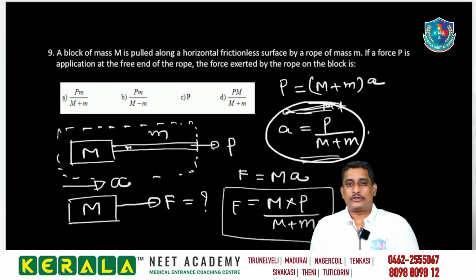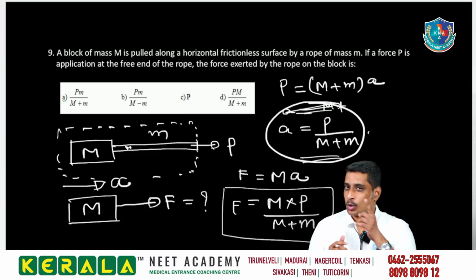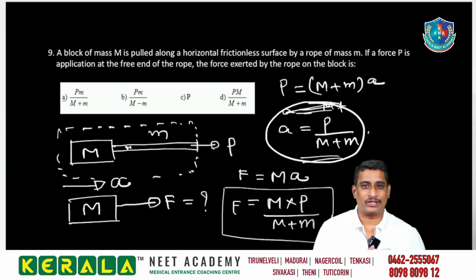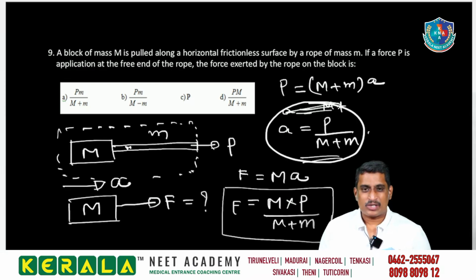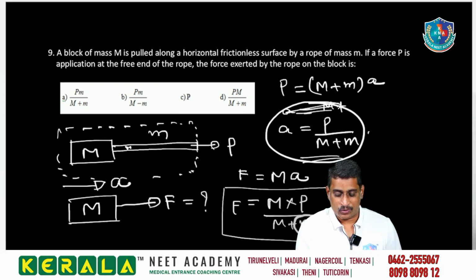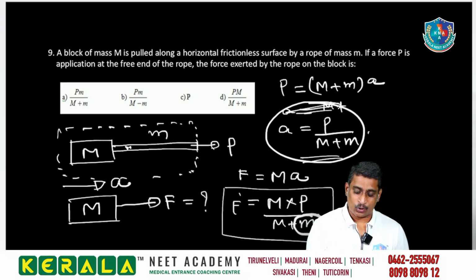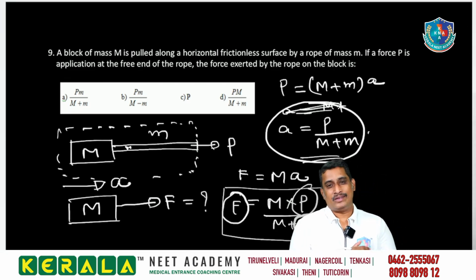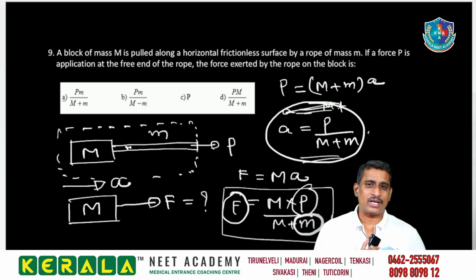See, if that particular rope is massless, then throughout that rope the same amount of tension will exist. This is another important point which must be practiced. That means if the rope is massless, the mass of the rope is equal to 0, that means small m will be equal to 0. Then the force exerted by that rope over the mass will be equal to P only. In case of a massless rope, throughout the rope, the same amount of tension will exist.